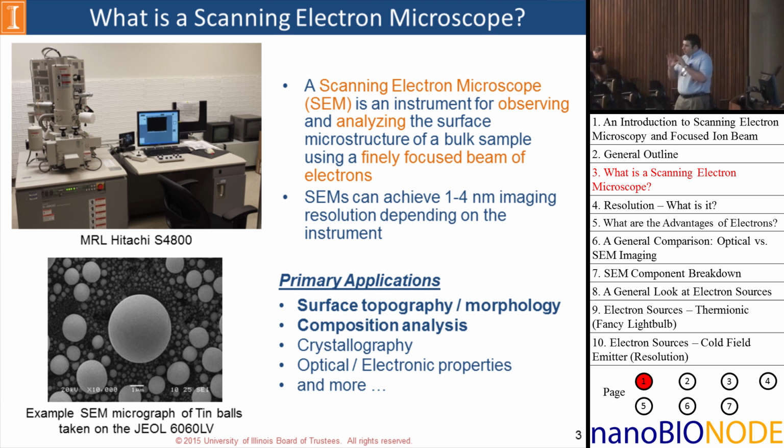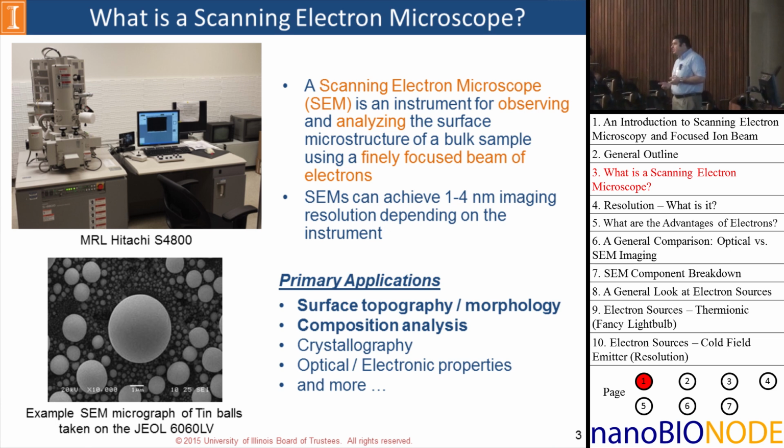Moving along, I'm going to read off the slide real quick for just one sentence. An SEM is an instrument for observing and analyzing the surface microstructure of a bulk sample using a finely focused probe of electrons. Typically, a SEM can achieve 1 to 4 nanometer resolution, depending on the instrument type and some of the components. We'll break a little bit of that down later.